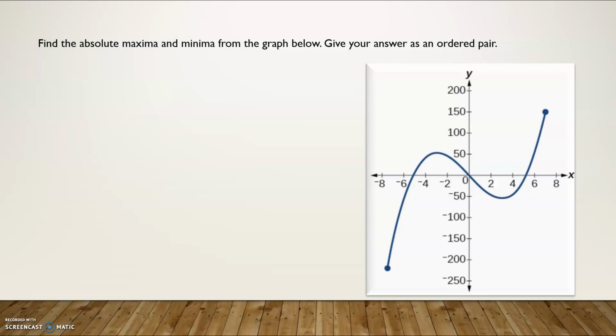All right, this is part 4, section 3.3. Find the absolute maximum and minimum of the graph. Give your answer as an ordered pair.